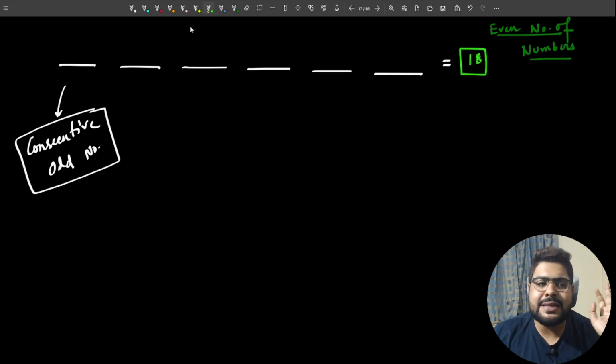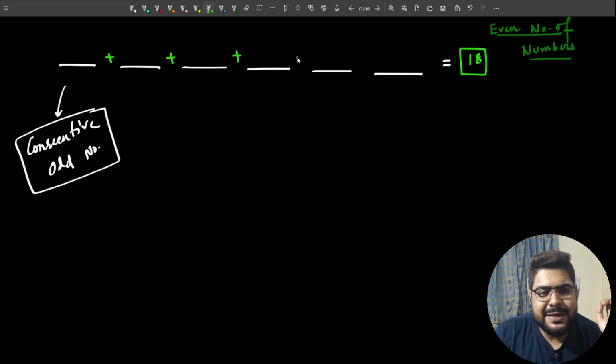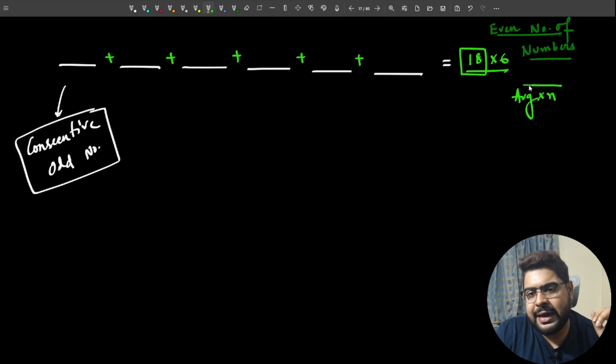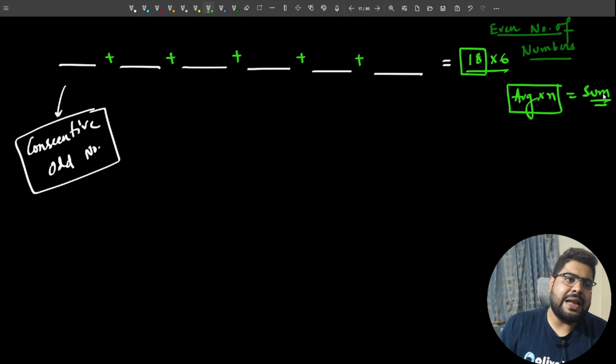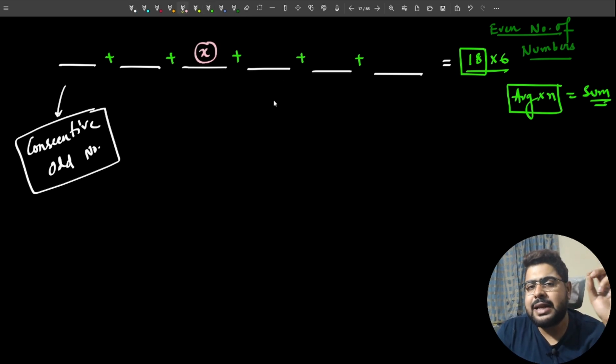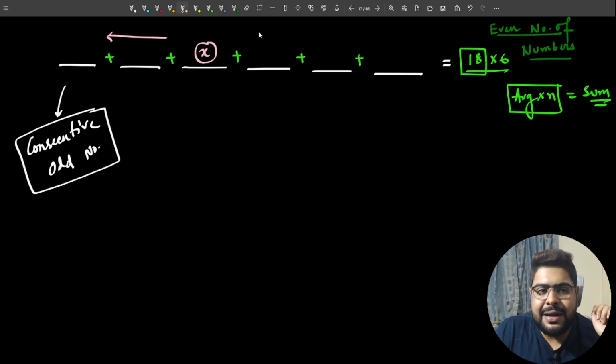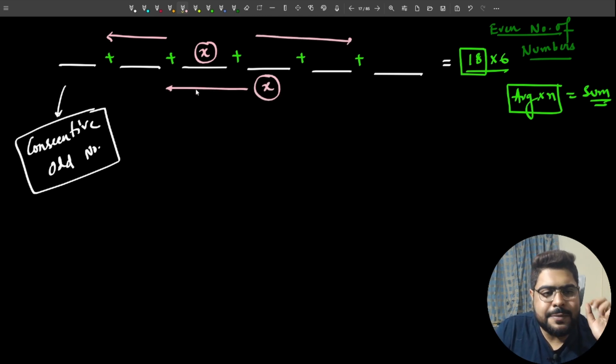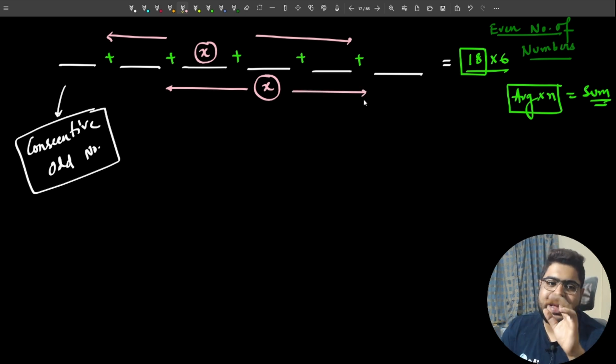So what will the sum of all 6 numbers be? Average into n is equal to the sum, 18 into 6. We all know this, the sum is average into the number of numbers. Now there's a problem. If I take x here, because there is no particular middle value, on the left there are only 2 numbers, but on the right there is space to write 3 numbers. If I take this one as x, on the left I have 3 spaces, on the right only 2. So there is a mismatch here. How to get rid of that?